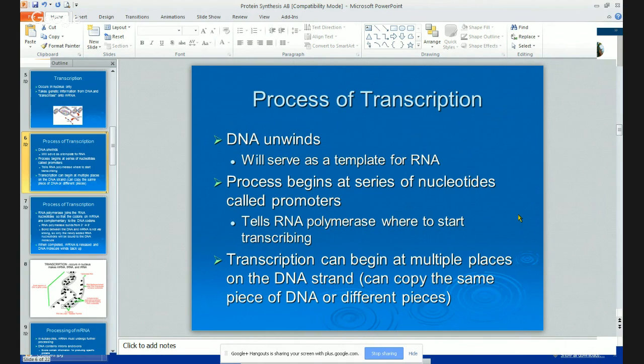The specific protein that's going to be building the messenger RNA is called RNA polymerase, which is very fitting since in the last set of notes when we talked about replication, DNA polymerase built the DNA strand, so it's only fitting that RNA polymerase is going to build RNA.